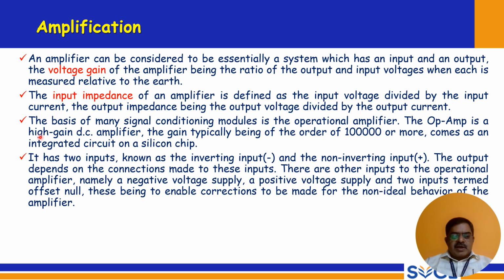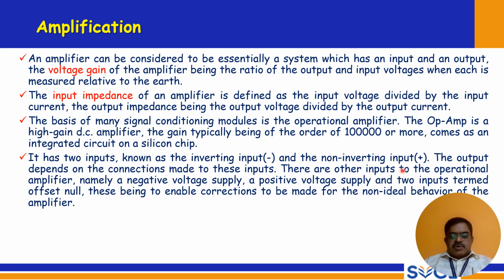The op-amp is a high gain DC amplifier. It is a DC device, and the gain is typically of the order of 1 lakh or more. It comes as an integrated circuit on a silicon chip. So it is a silicon chip only. I will show you its configuration. It has two inputs known as the inverting input and the non-inverting input. The non-inverting input is the plus terminal, and the inverting input is the minus terminal. The output depends on the connections made to these inputs.